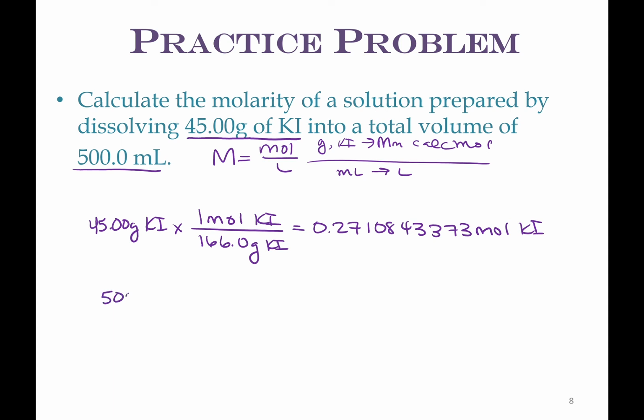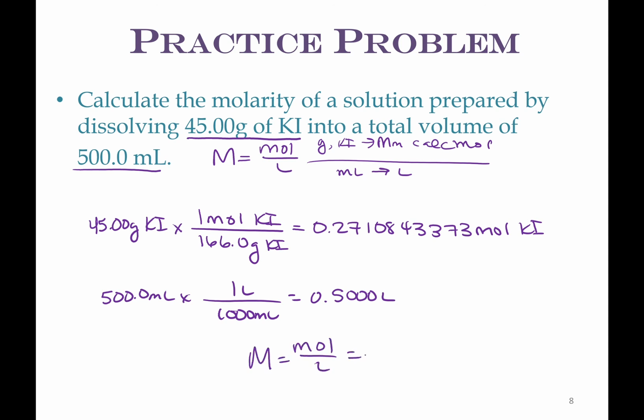And 500 milliliters, there are 1,000 milliliters in 1 liter. So 500 divided by 1,000, we move the decimal place 3 places, so it's 0.5000 liters. And then we divide the two because molarity is moles divided by liters. So 0.27108433373 moles divided by 0.5000 liters.